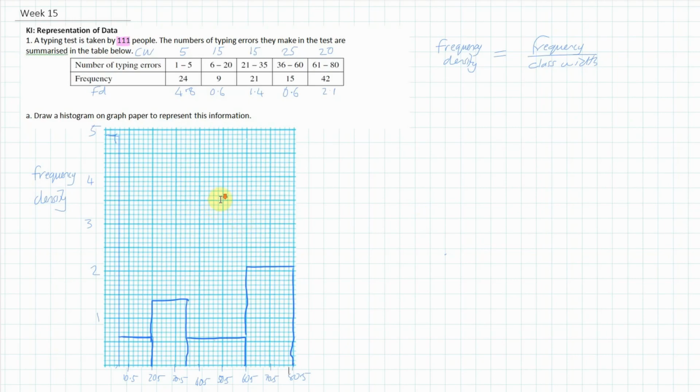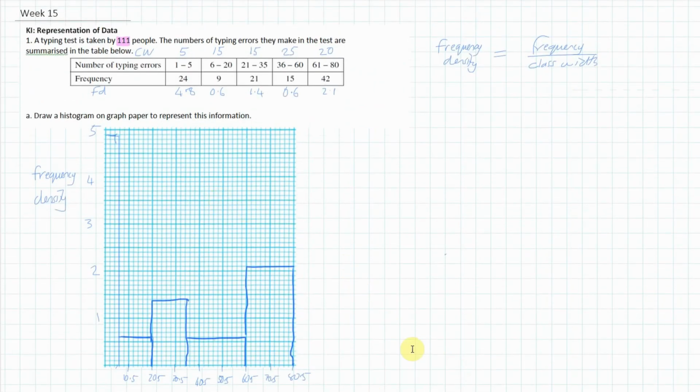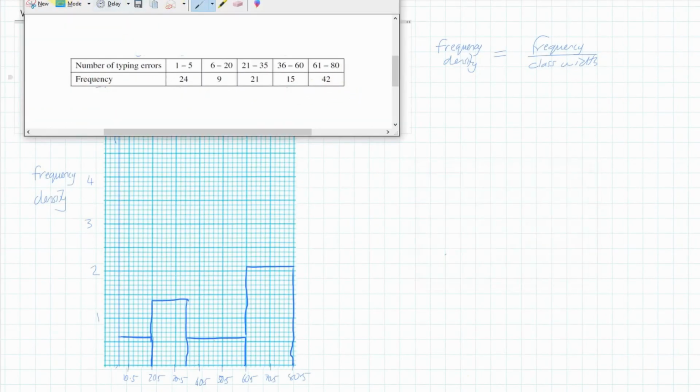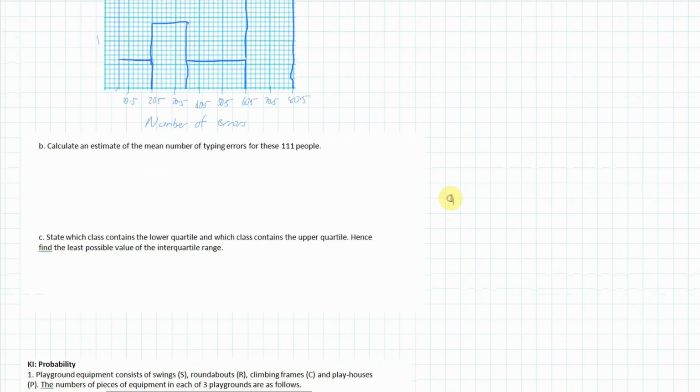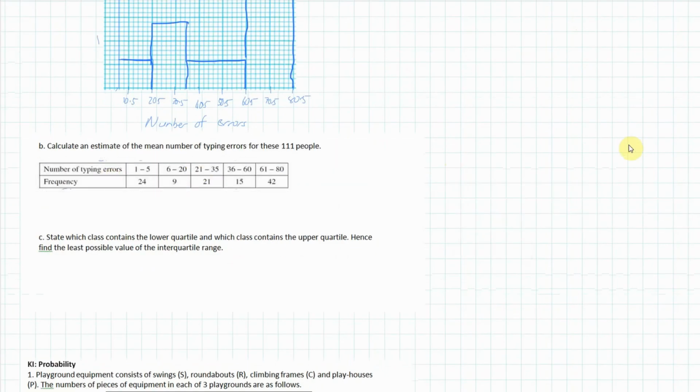Moving right along. We want to calculate an estimate of the mean. I'll bring this table down here, because if we're going to estimate the mean, we think about our mid interval values. So the mid interval value of 3, 13, 28. You add the two boundaries together and divide by 2, so the last ones are 48 and 70.5.